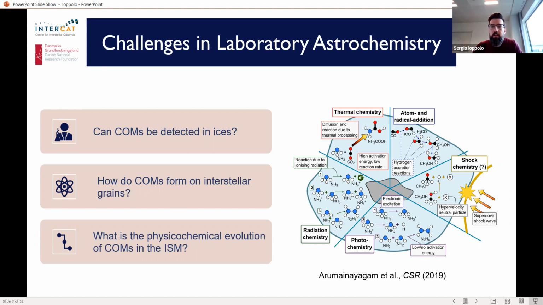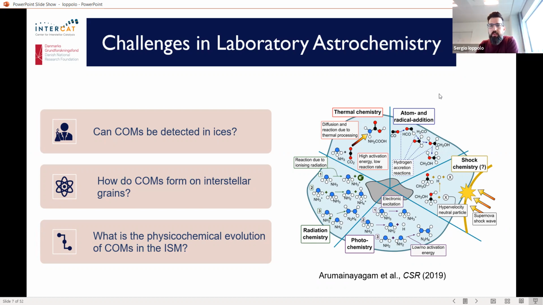As I just mentioned, only a few molecules have been identified on the surface of dust grains, but can we detect complex organic ones? And if they are formed in the solid phase, how do they actually form there? If you look at this scheme that we have here on the right side, there are depicted all the different major mechanisms that lead to formation of molecules. We have here on the top right side, atom and radical addition reactions.